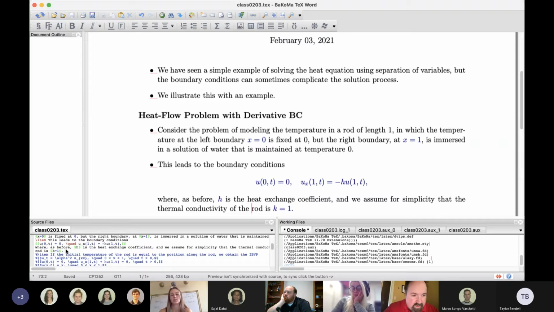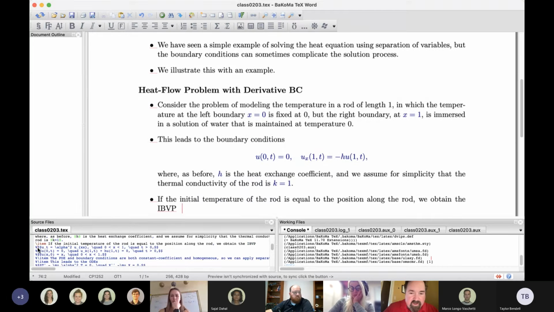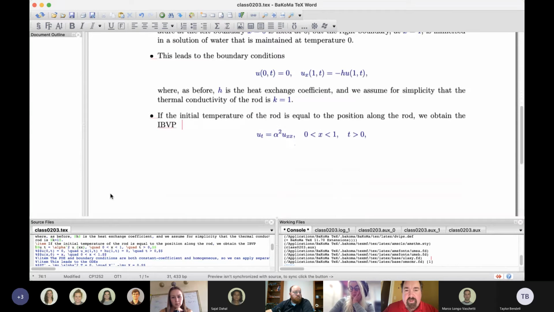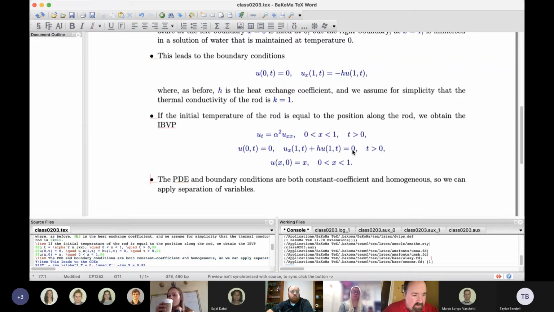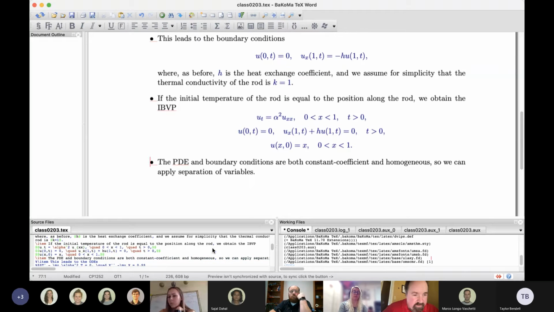Okay. So now I can state the entire initial boundary value problem. Here's the PDE, which is just the heat equation. And here are the boundary conditions. And then for the initial condition, I'm just going to choose u(x,0) equal to x. Because the PDE is homogeneous, meaning u equals 0 would be a solution, and also the boundary conditions are homogeneous, they have 0 on the right-hand sides, this is a problem that is suitable for separation of variables.